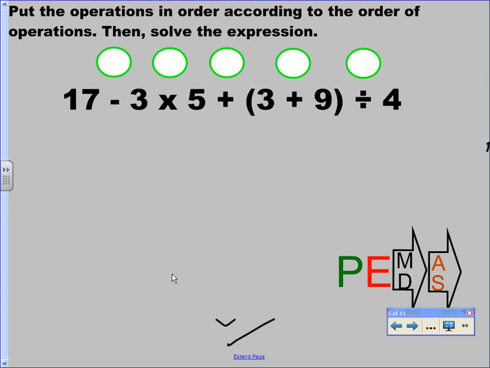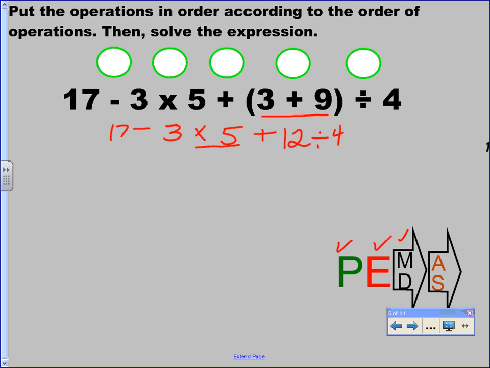Next problem. So again, I'm looking at parentheses first. 3 plus 9 is 12. And then I bring everything else down. There are no exponents, so I'm good there. Multiply and divide from left to right. In this problem, the multiplication comes first, so I'm going to do that first. 3 times 5 is 15.